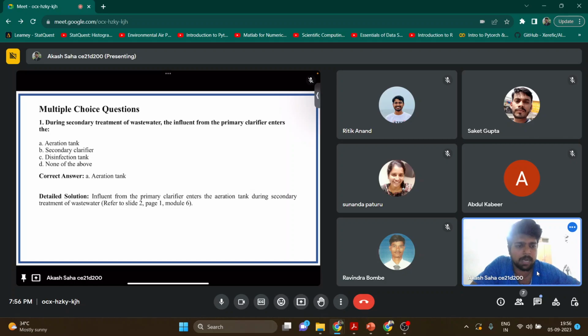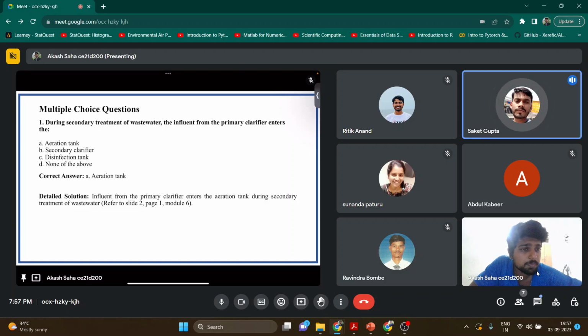Because after my primary settling, we will move into the biological treatment. So the first process of biological treatment is the aeration, where the microbes will grow and degrade the substrate, such as the BOD present in the system.